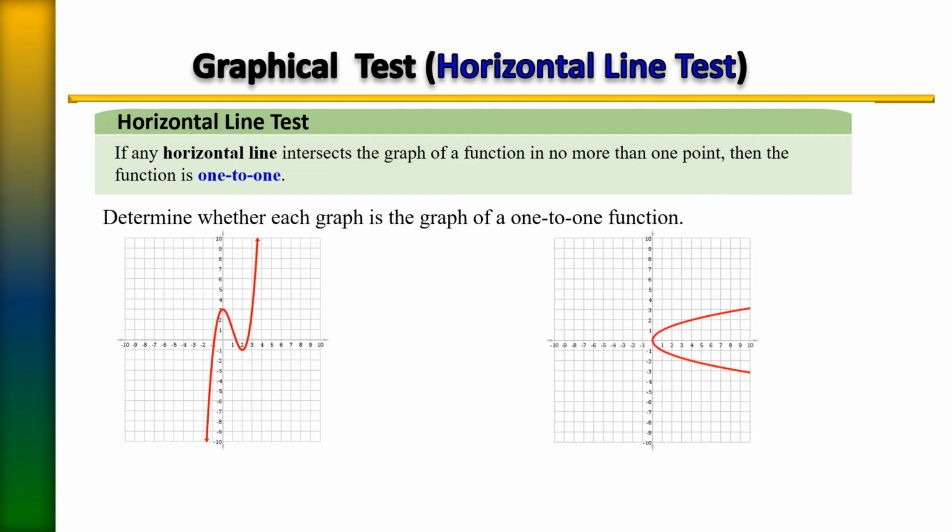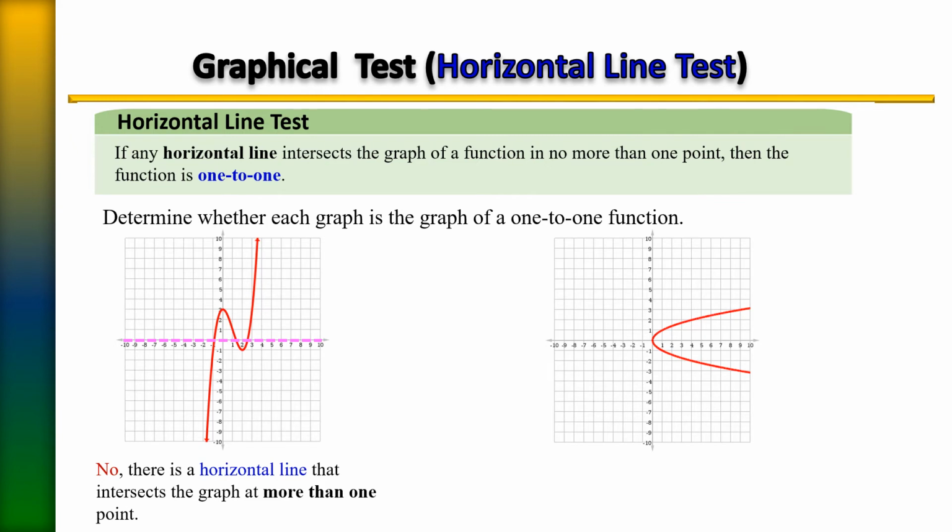So let's look at the first example here. I'm going to begin by drawing a few horizontal lines. So here I just drew one line. It doesn't matter. I really don't need to draw any others because it has intersected that graph in several places. Although if I draw a line up at the very top or the bottom, I will only intersect it once, there is a point on the graph where it does intersect more than once. So therefore, it is not a one-to-one function.